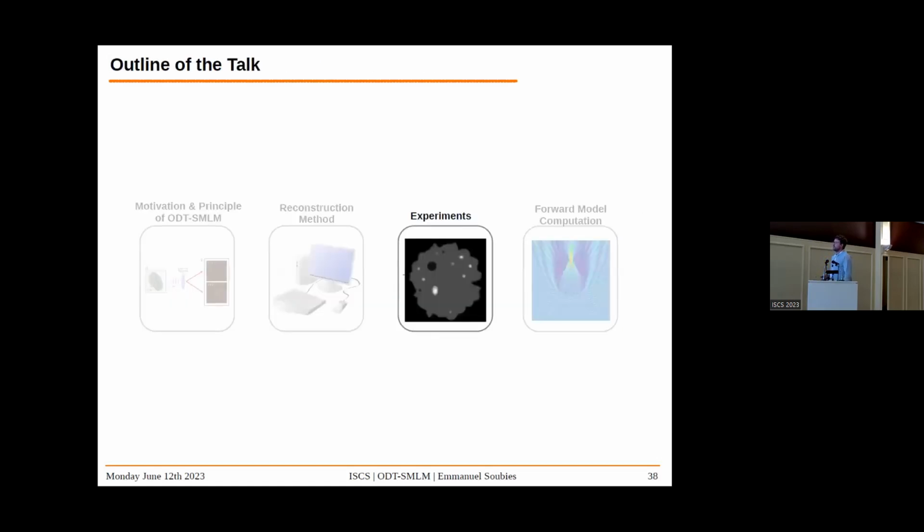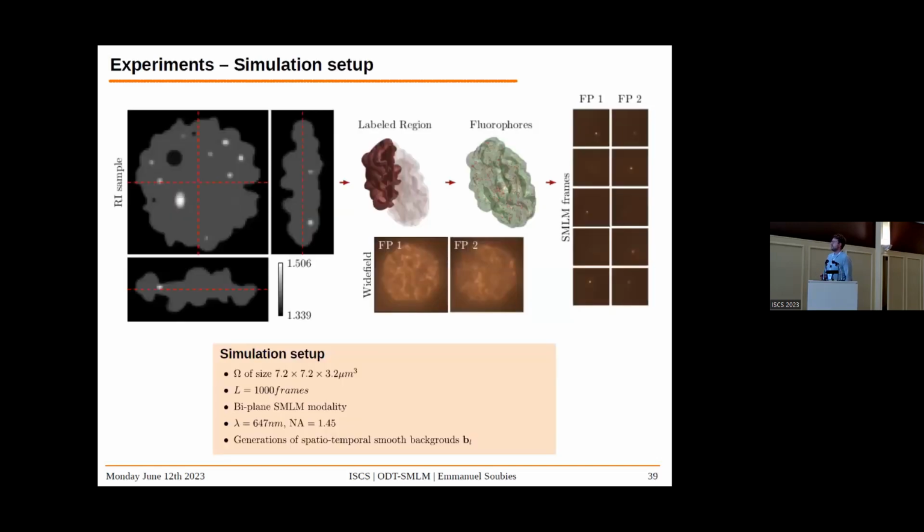So I will now show you some experiments we did in this context. For that, we simulated this volume. On the left is the refractive index volume of the cell we simulated. Inside it, we put some kind of compartment, like a cell within a cell, and we populate this membrane with fluorophores. And then we simulate our SMLM acquisition.